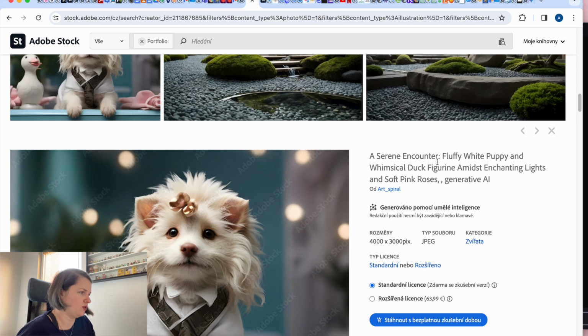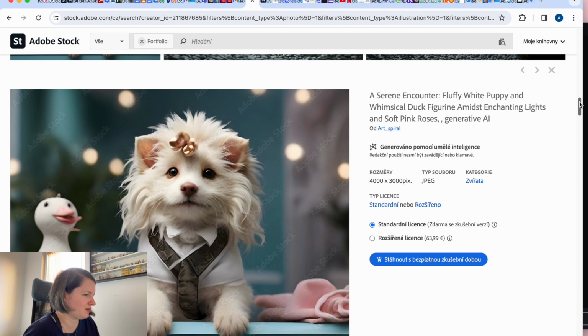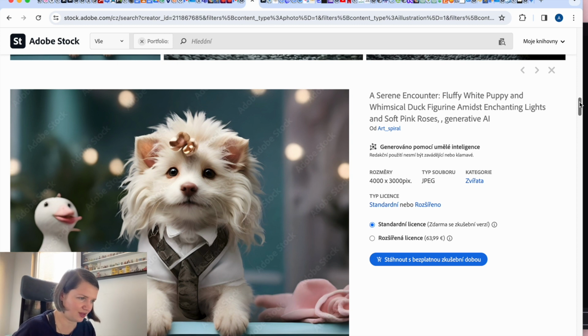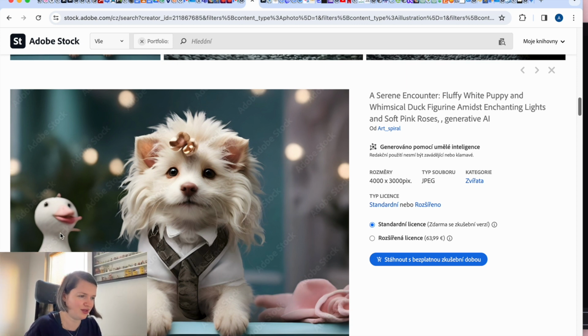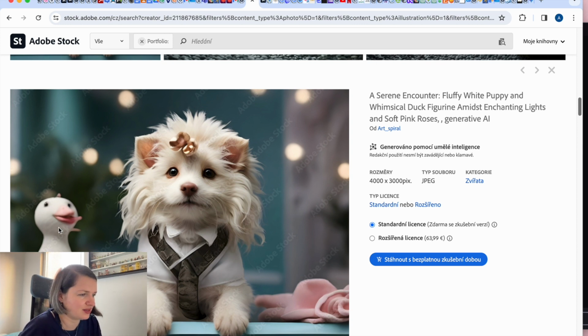A serene encounter, fluffy white puppy and a whimsical duck figurine amidst enchanting lights and soft pink roses. Yeah, but what is the image supposed to show? What does it mean? What is a serene encounter? Where would the client use this image? Why is the duck not looking like a duck? The nose is not what it's supposed to be. The dog doesn't look like a dog.